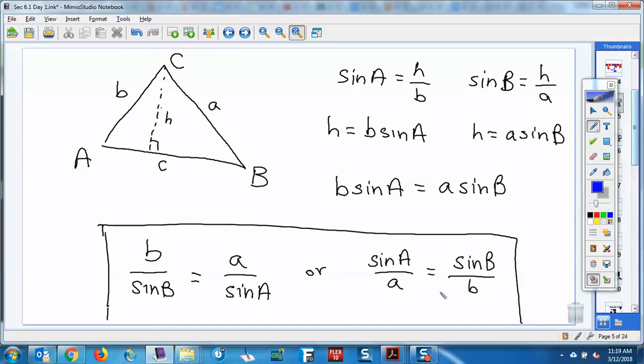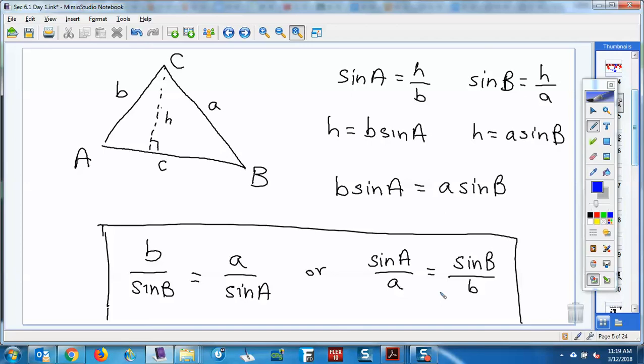So if we have an oblique triangle, non-right triangle, let's draw an altitude, let's draw on a height. This is with an acute. We can do it with an obtuse also. It's going to work the same. I'm going to draw on a height. That gives me a right triangle. I can do my SOHCAHTOA. So sine of A would equal H over B, opposite over hypotenuse. Sine of B would be H over A.